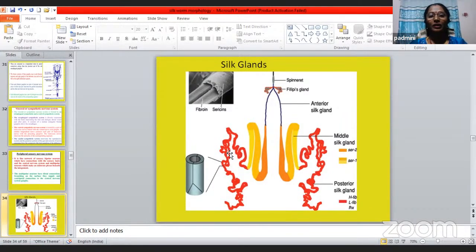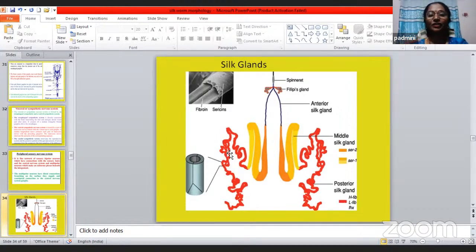So we'll talk a little bit about the silk glands. What is a silk gland? As we talked about in the first class, the silk glands are the ones that secrete silk, which is going to give us that pure silk, which is of very high value, which is woven into fabrics liked by everyone.